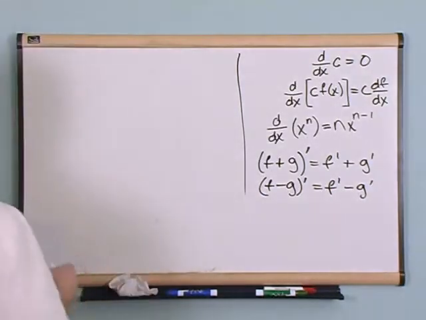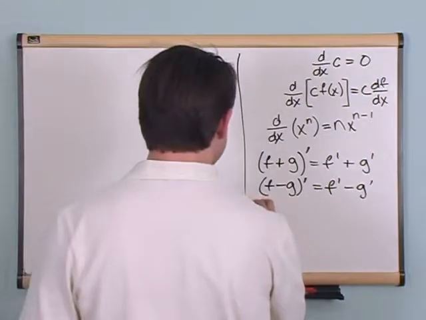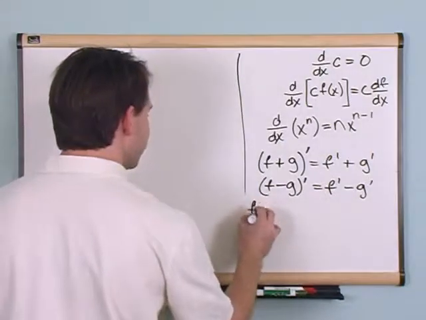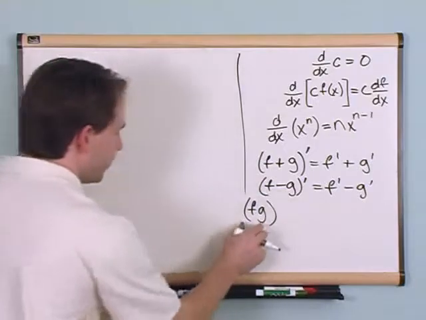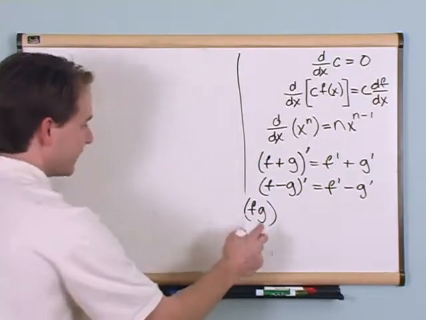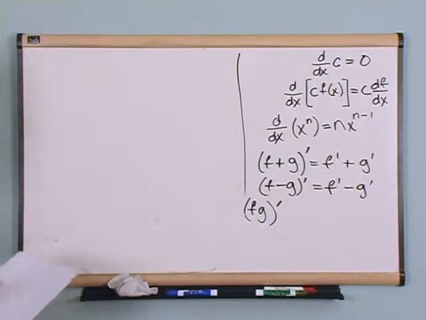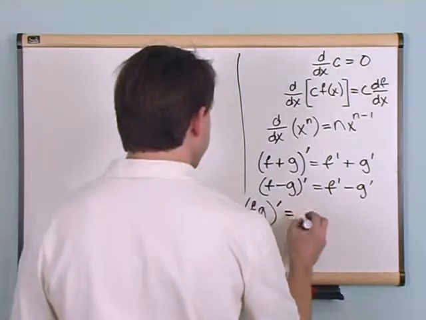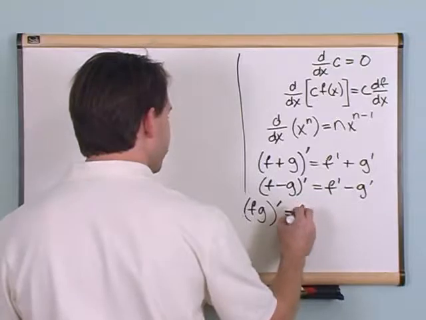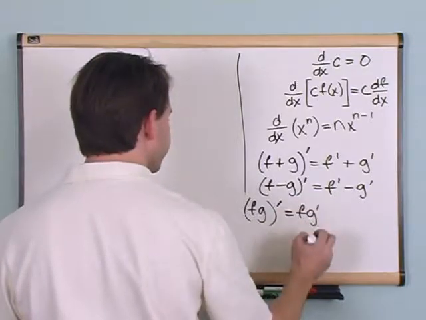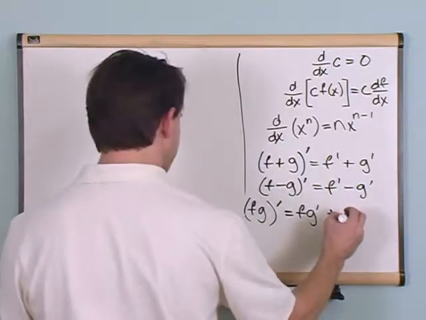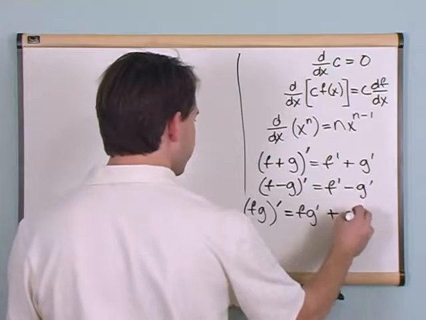What if you had a function f times a function g, and when I say a function, I mean these are each functions of x, and you're going to take the derivative of that product there. How do you do that? What you do is you have the first function times the derivative of the second function plus the second function times the derivative of the first function.